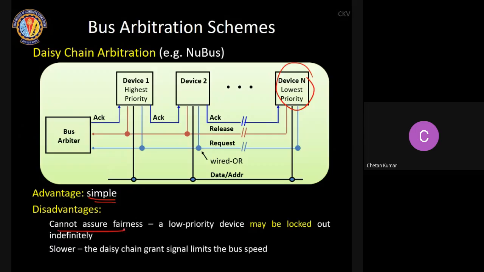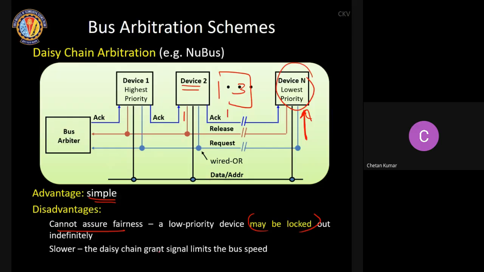Disadvantage is it can't assure fairness, because if the second device requests access the first time, and this one is also requesting access, this will not get serviced. Next time, let's say device 3 requests access, then this will not get serviced. This way, the lowest priority device might never get access to the data bus, which is not fair. It can't assure fairness because the low priority device may be locked out indefinitely, because the devices which have slightly higher priority can keep on requesting the bus. So that way this might not get access to the bus. So it's not very fair.